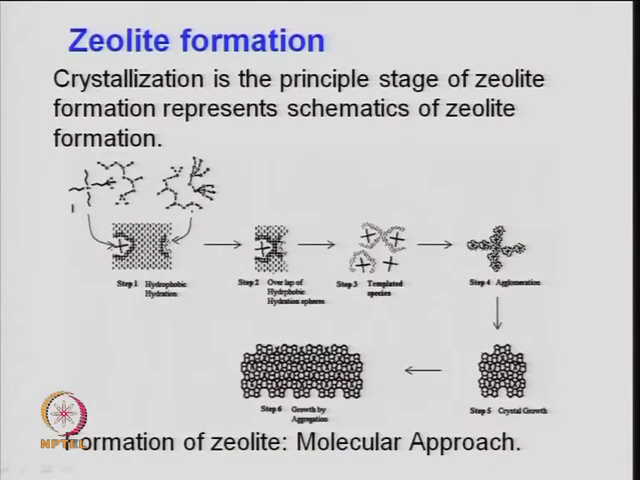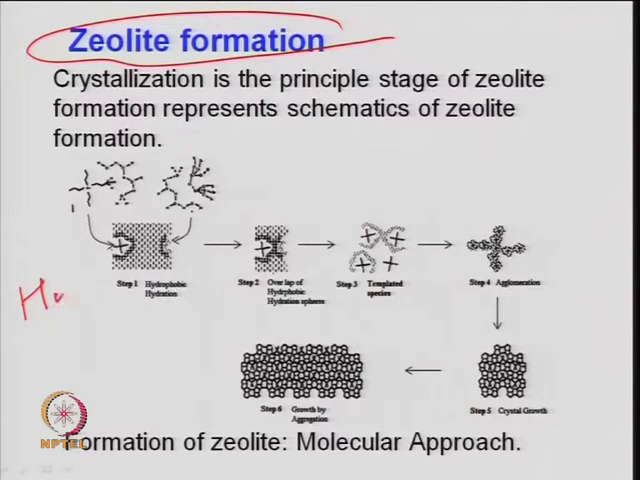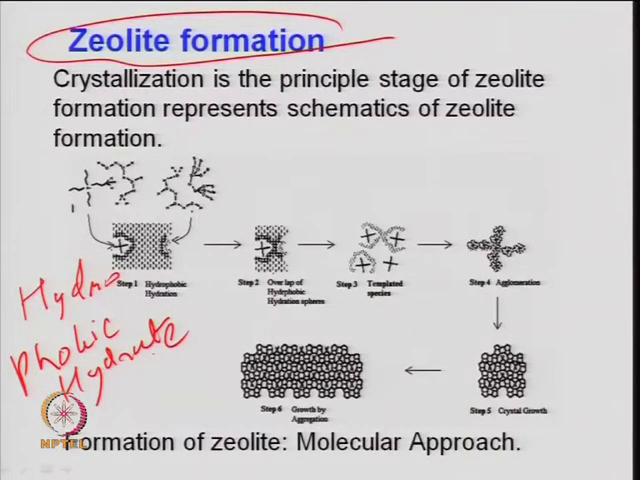So, this is just a picture. Basically the zeolite formation is related to the crystallization, right, and that is the principal step in the case of zeolite formation, and this is what you see, the nucleate formation here. So, first is the hydrophobic hydration, right. That is the removal of the water when you see the nucleate formation or crystal formation. So, the water has to be removed, right. So, the first step is your hydrophobic hydration here, the removal of the water from the crystal, right.